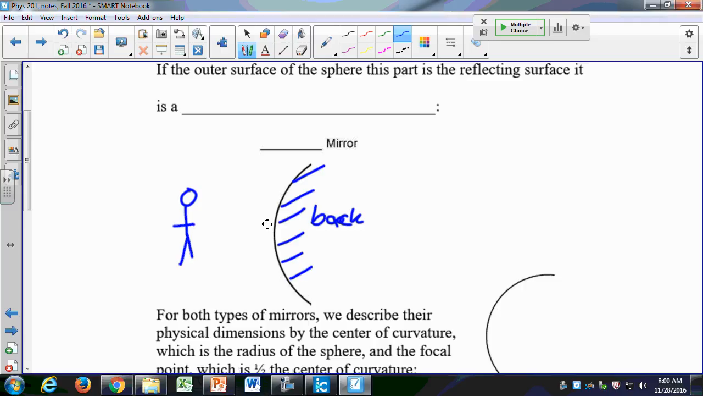Yeah? What is the magnification of this mirror? Is it positive or negative, first of all? Positive, because you're all standing upright. And then also, is it bigger or smaller or equal to 1? It's smaller than 1 because you look smaller than you actually are. Okay, this type of mirror is called a convex mirror.